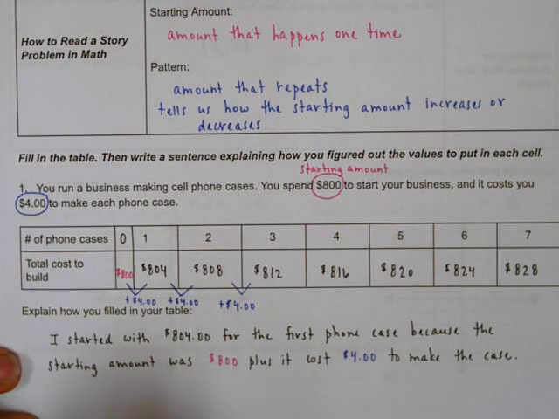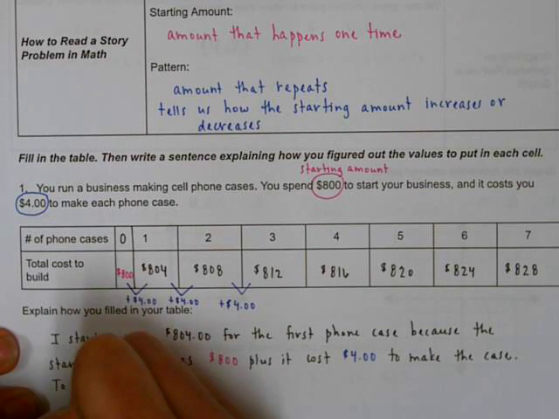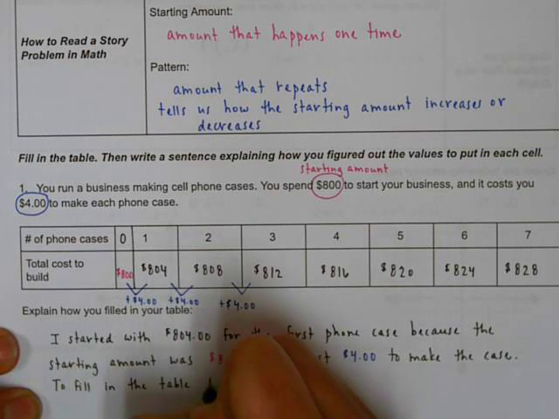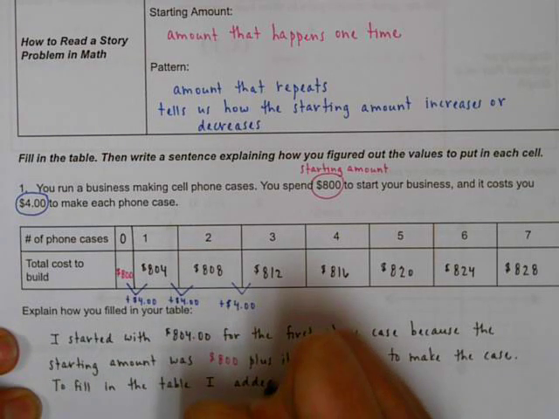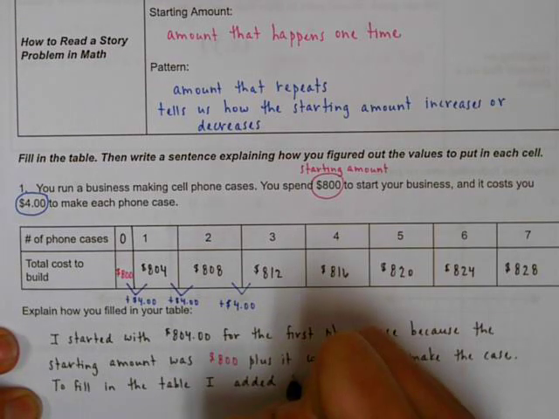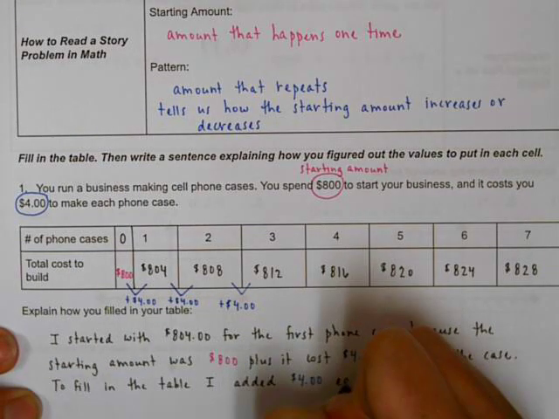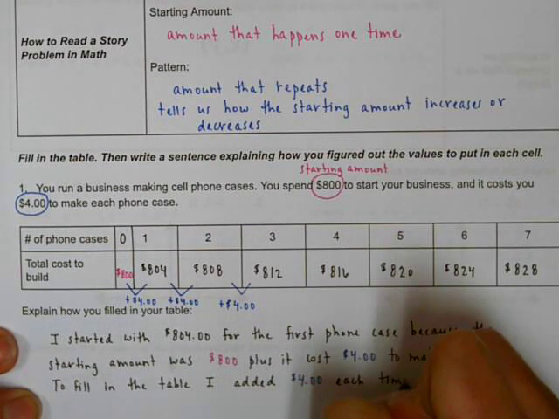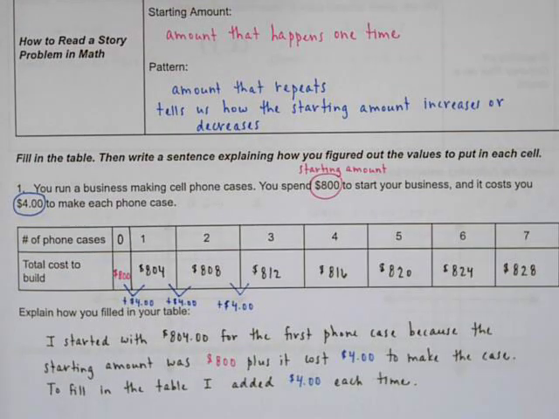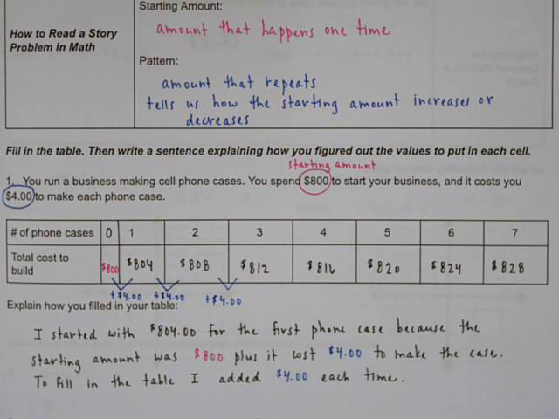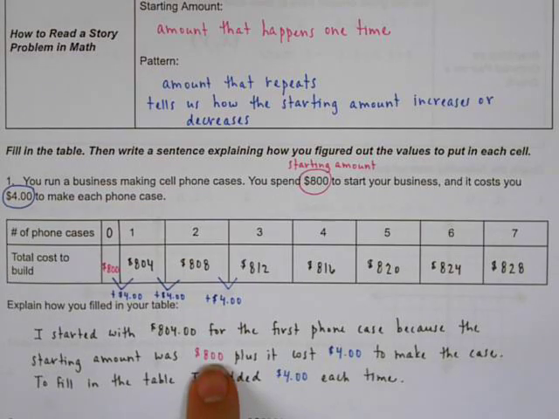And then after that, to fill in the table, I added $4, that repeating amount, each time. Okay, now the idea here is I don't want you to be so worried about copying these exact same words, but the idea is you have to be able to reference your initial amount and then talk about that repeated cost that you used to fill in the table.